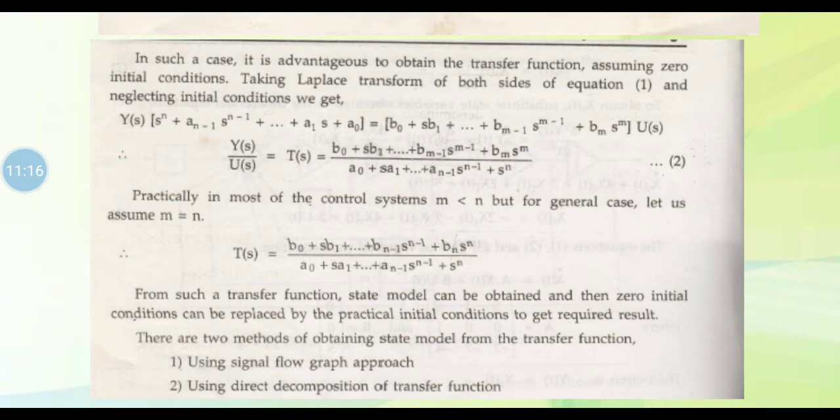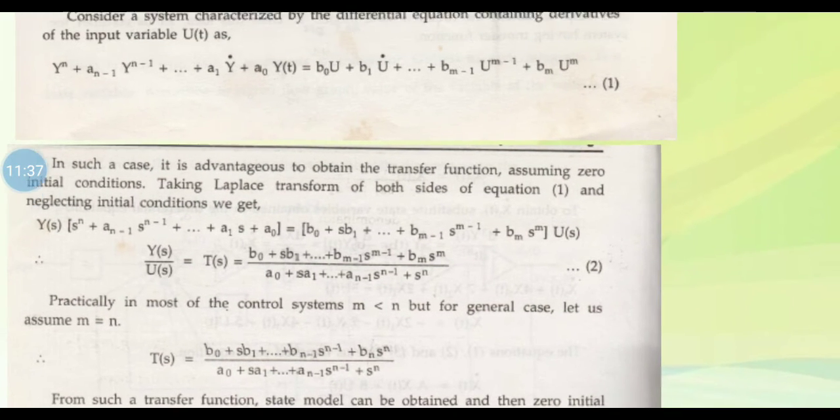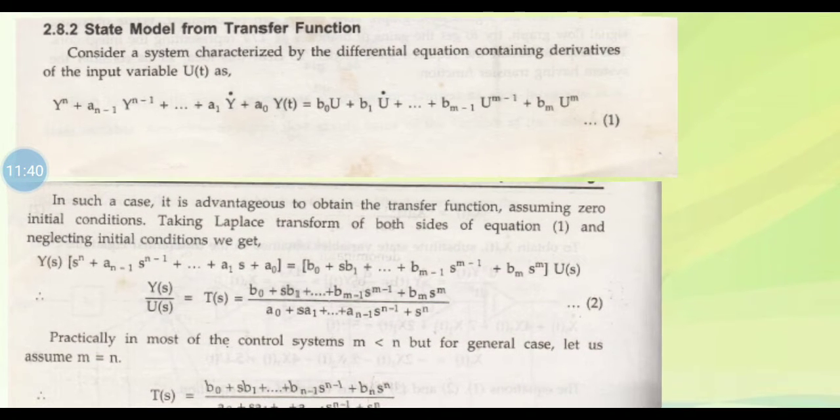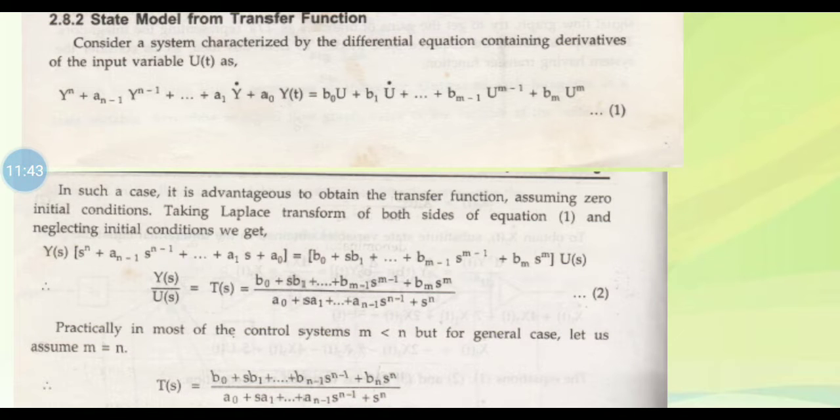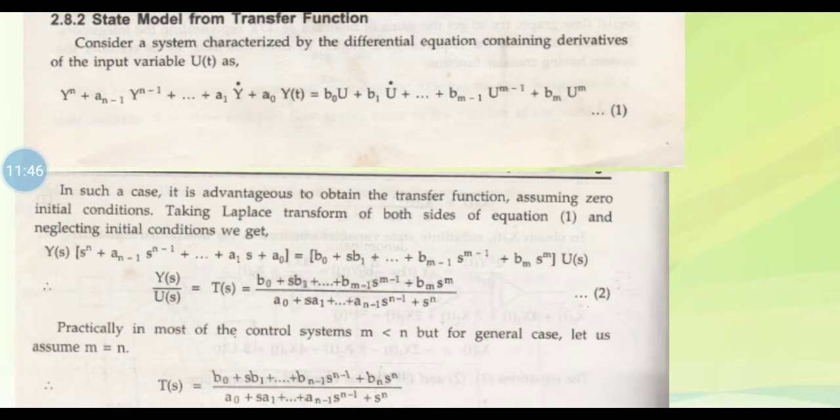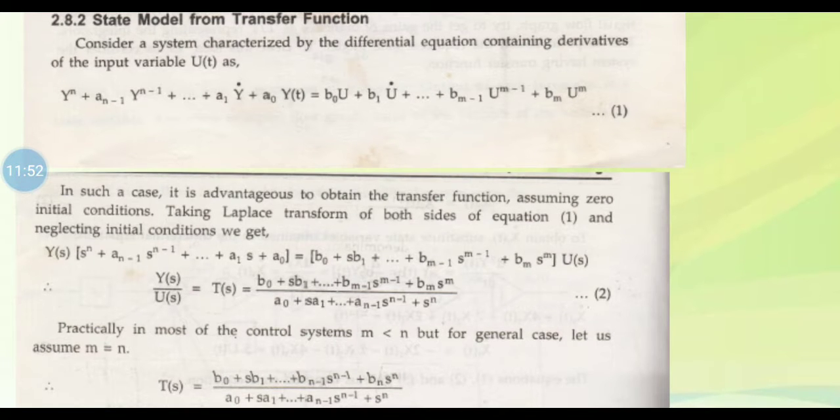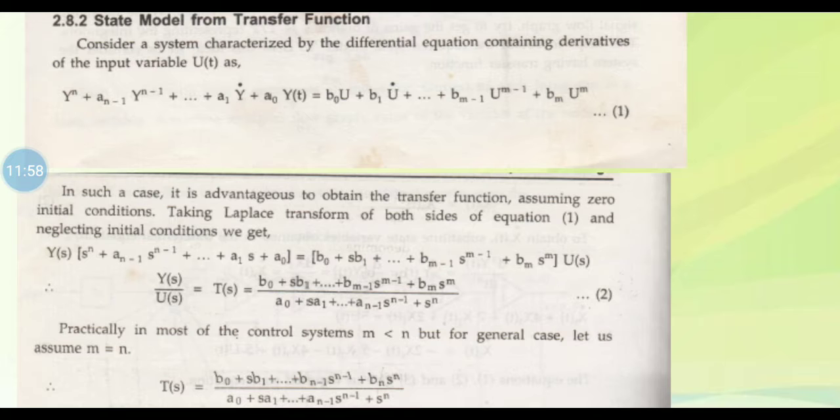Therefore we can write T of s as b naught plus sb1 and so on bn minus 1 s raised to n minus 1 plus bn s raised to n, by a naught plus sa1 plus an minus 1 s raised to n minus 1 plus s raised to n. From such a transfer function, the state model can be obtained, and then zero initial conditions can be replaced by the practical initial conditions to get the required result. There are two methods of obtaining state model from the transfer function: one, using signal flow graph approach, two, using direct decomposition of transfer function.